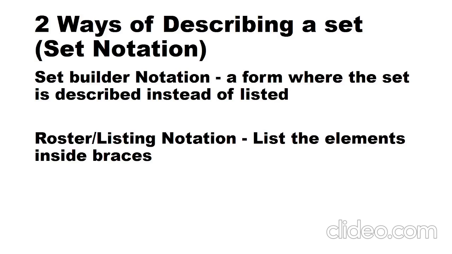So here, the most common are these two ways of set notation, or two ways of describing a set. The first one is the set builder notation, and the other one is the roster, or another way of saying the listing method or listing notation. In set builder notation, the elements are just being described. But in the roster method, you have to list down the identified elements of that set.